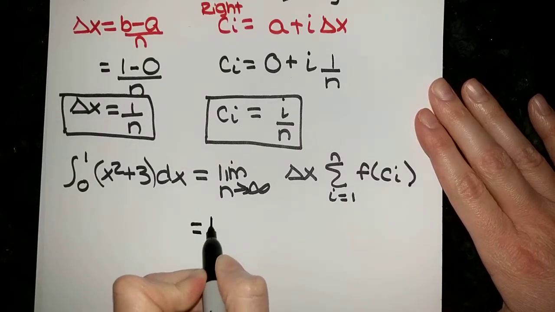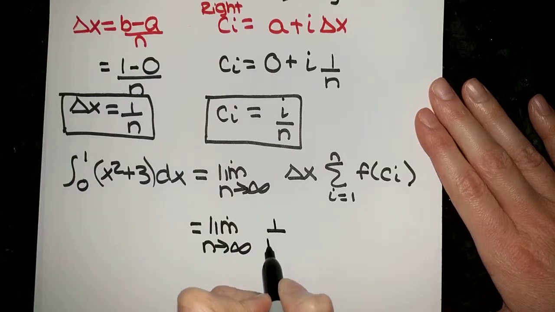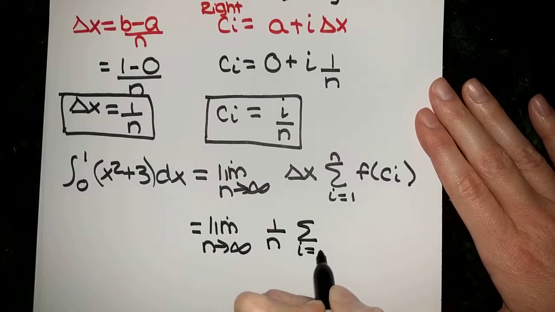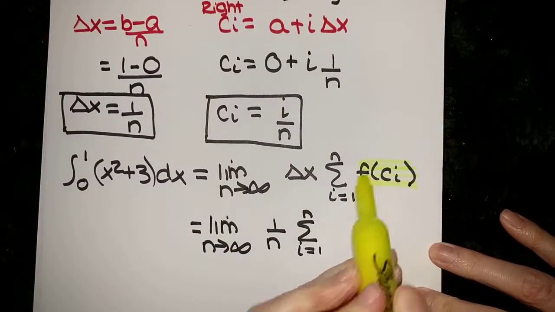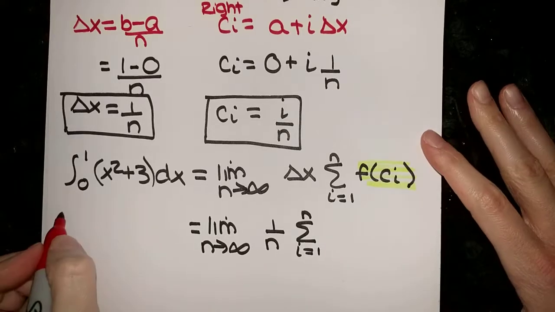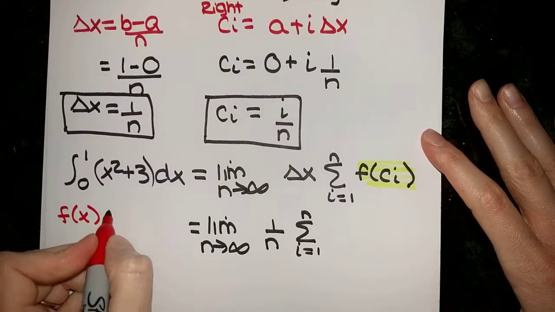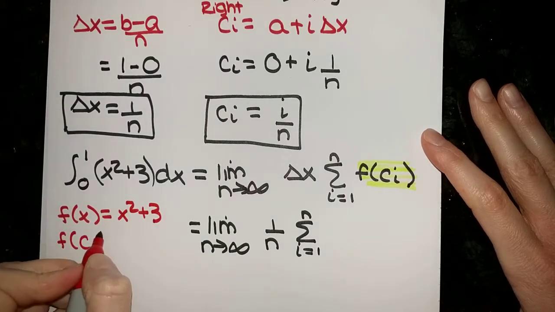All right, so I plug in what I know, and I know that delta x is equal to 1 over n. And then I have to spend some time thinking about what this f of ci is actually going to evaluate as. So that's kind of where I go off to the side. I always go off to the side for this one. So f of x is equal to x squared plus 3, and I'm trying to find f of ci.